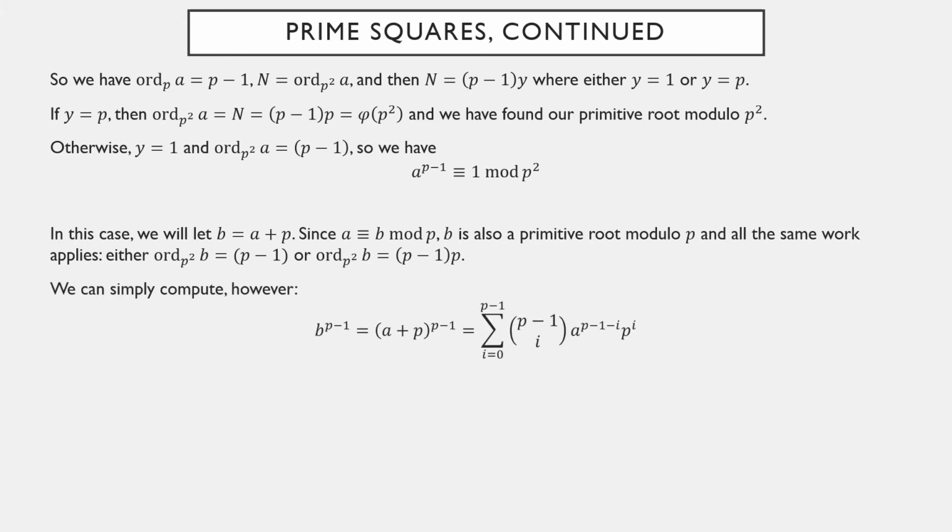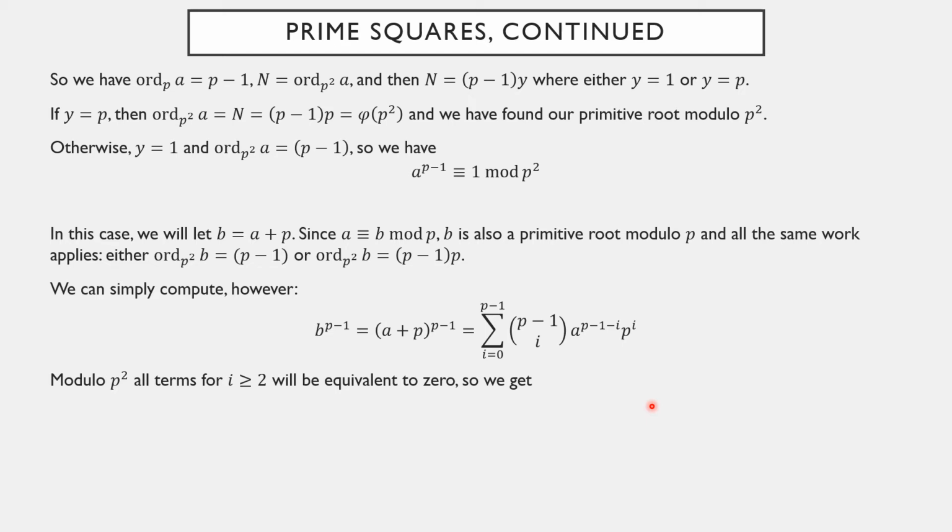But we can simply compute that b to the p minus 1, well, since b is equal to a plus p, I expand this whole binomial term to the p minus 1 power according to the binomial theorem. So one thing plus another to a power, sum up over all of the possible indices from 0 to that power. The desired power here, choose the index, a to the power minus index, p to the index. So this is the binomial theorem applied to the binomial expression a plus p with a power p minus 1.